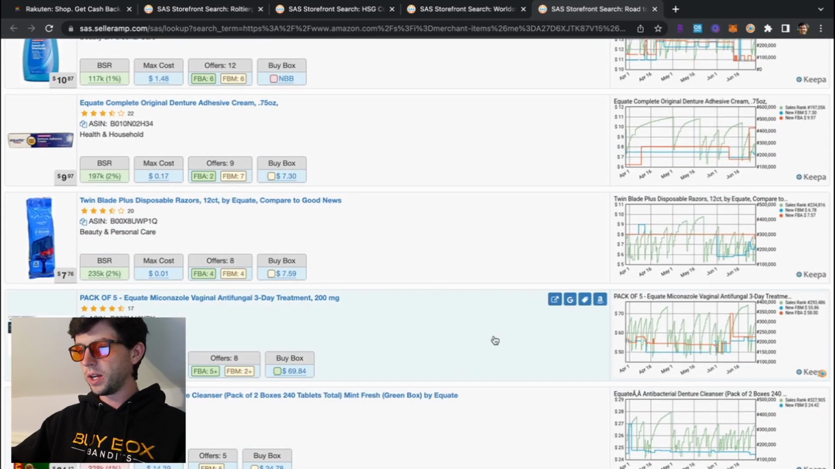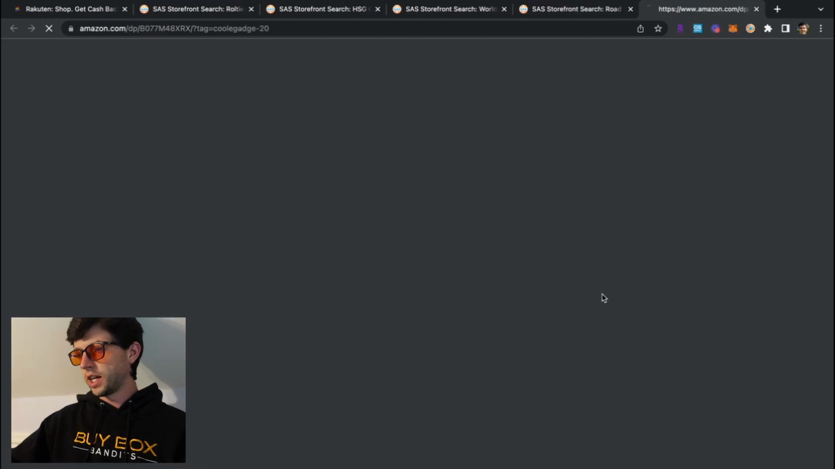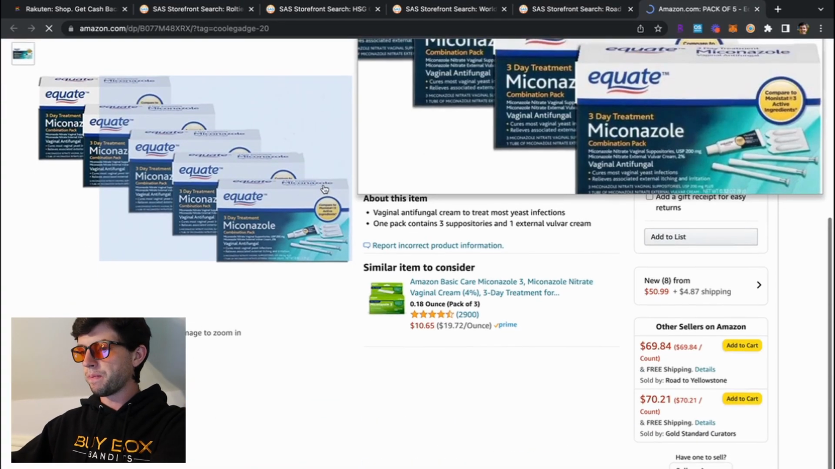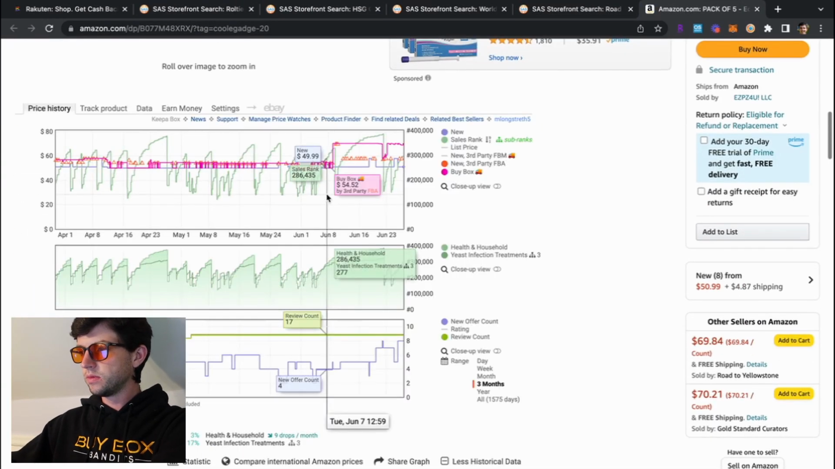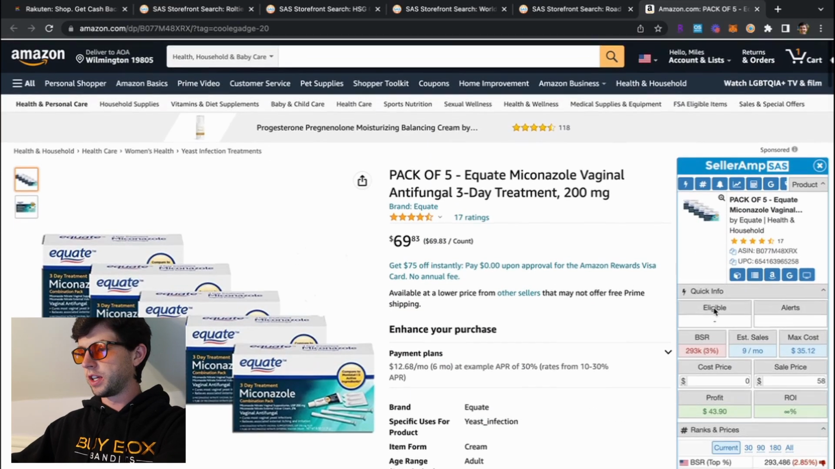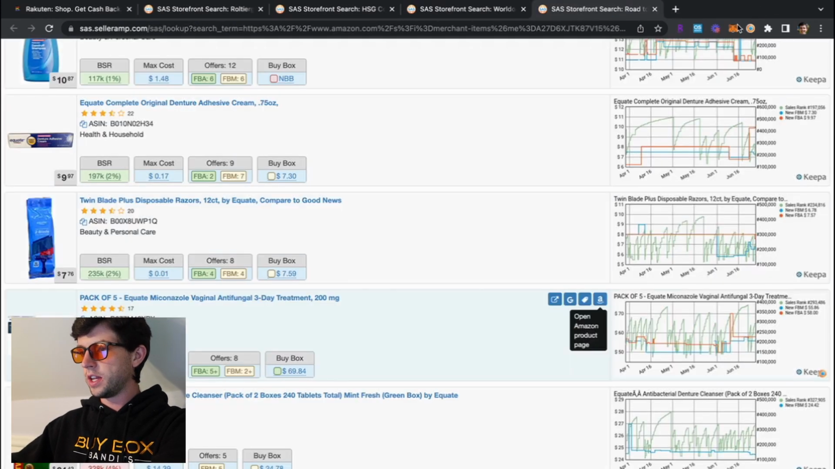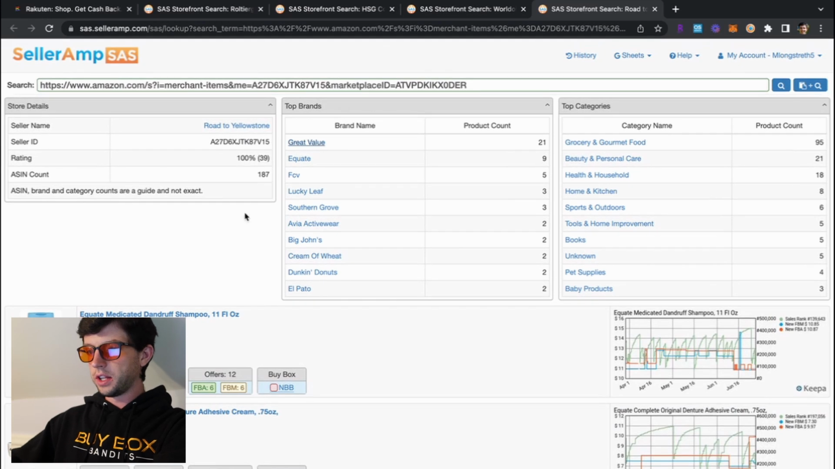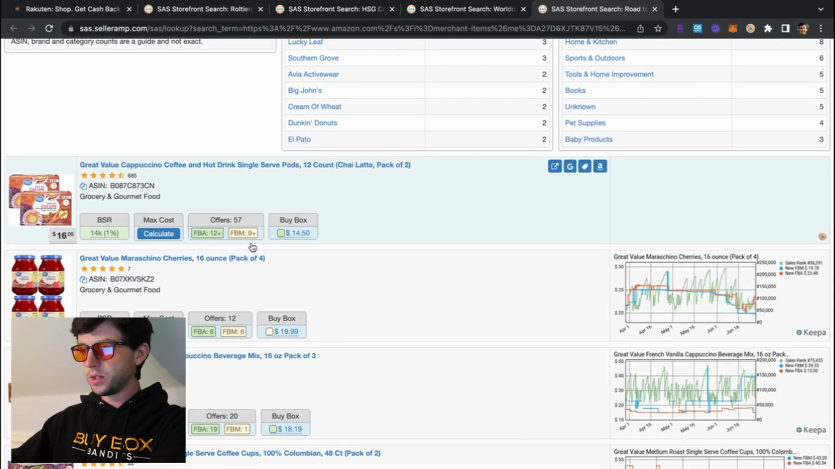All too cheap for what I mostly want to look for. Pack of 5, that fits the pricing I've looked for. Check out just the Keepa on this. But from a volume perspective, it completely lacks. The rank is way too high right there. Check out some of this Great Value stuff.